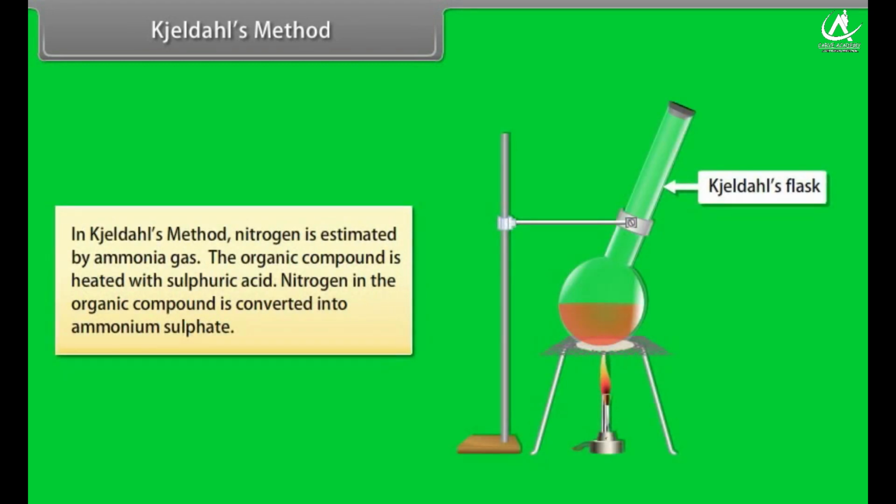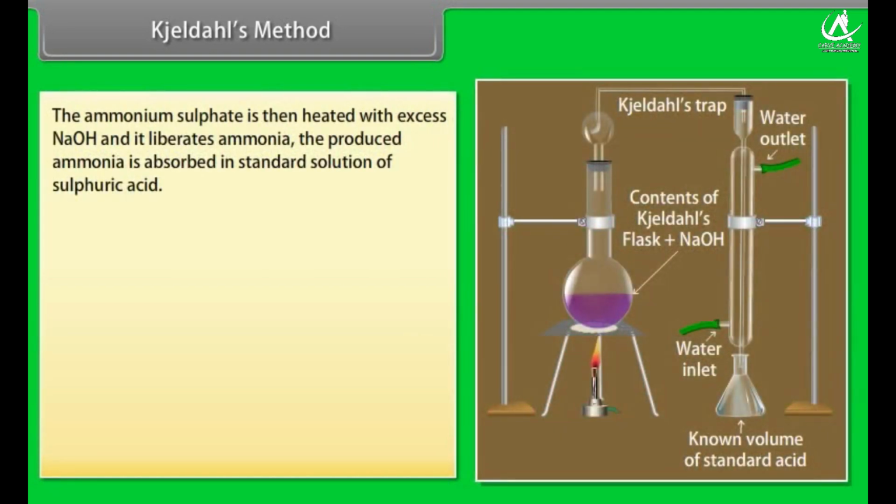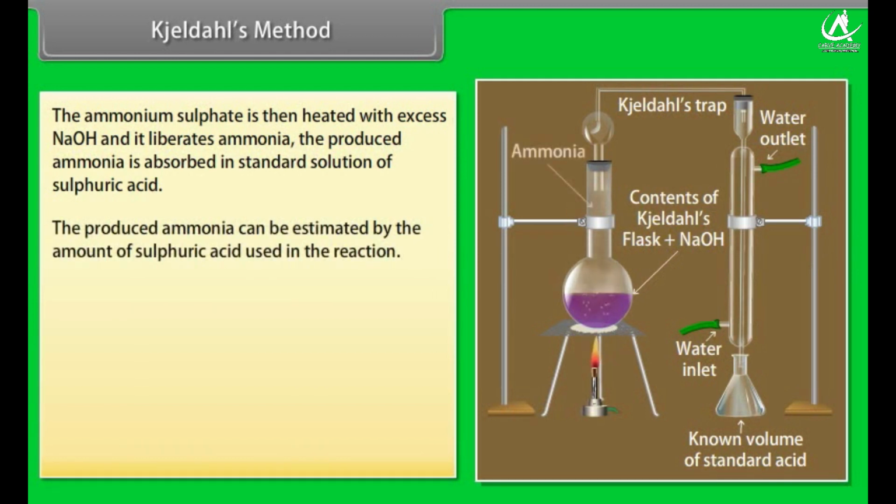Kjeldahl's method. In Kjeldahl's method, nitrogen is estimated as ammonia gas. The organic compound is heated with sulfuric acid. Nitrogen in the organic compound is converted into ammonium sulfate. The ammonium sulfate is then heated with excess NaOH and it liberates ammonia. The produced ammonia is absorbed in a standard solution of sulfuric acid. The produced ammonia can be estimated by the amount of sulfuric acid used in the reaction.